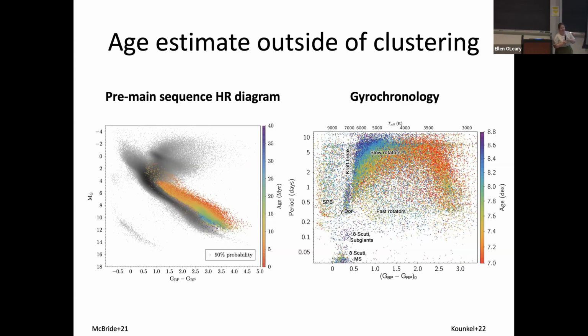Now, gyrochronology isn't quite a mature enough technique to be applied indiscriminately towards all field stars. It has quite a lot of success when you apply it to individual clusters. But perhaps in another 5 to 10 years, we would be able to calibrate it in such a way that if we have a sample of rotational periods of all stars across the sky, we might be able to estimate their ages through gyrochronology. But for the time being, we can see what the sky looks like when we're selecting out just the pre-main sequence stars, for example.